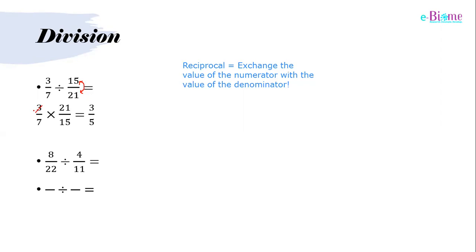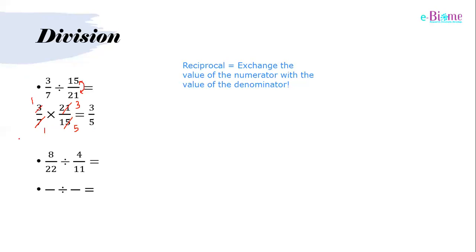And so we can compare the 3 with the 15. And then we realize that 15 divided by 3 is 5, and 3 divided by 3 is 1. Then for these two, a common factor would be 7. 7 divided by 7 is 1. And of course, 21 divided by 7 is 3. And that is how we got 3 over 5. Great. We got 3 over 5 that way.